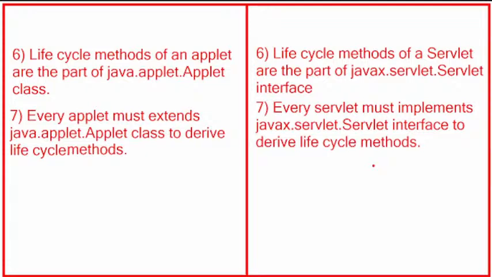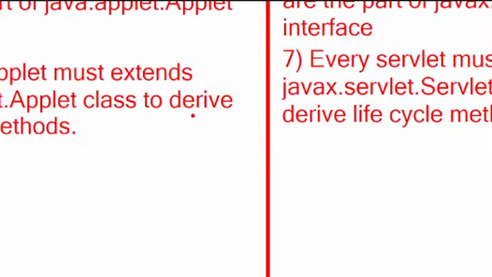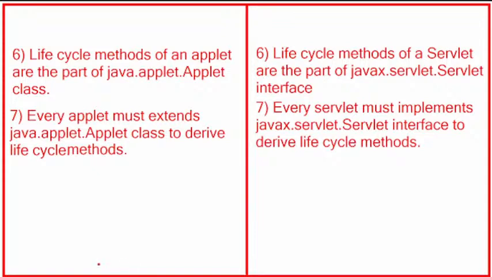But for execution purposes, lifecycle methods are required. The lifecycle methods are present in the superclass or super interface. That is what you have to inherit. Then only the lifecycle is inherited, and only then the methods are called automatically. That is the reason inheritance is compulsory here in both cases.